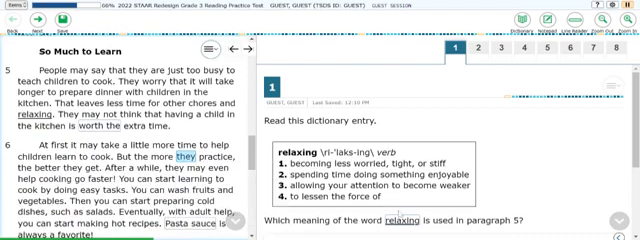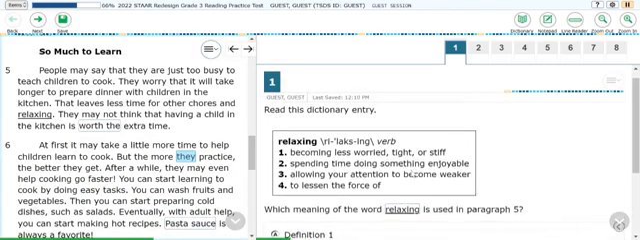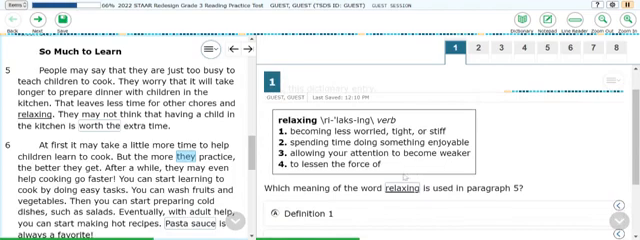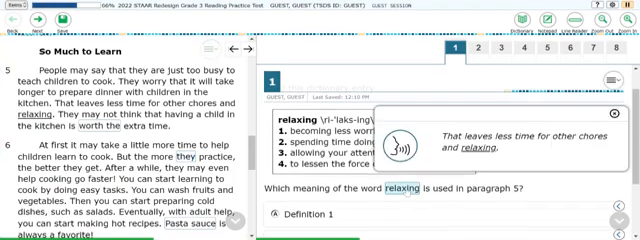but you will also see those throughout the questions. So here's a typical vocabulary question. Which meaning of the word relaxing is used in paragraph 5? So here it is. Here's paragraph 5. And if they click on that, what I love about this is it gives them the sentence in the passage. Not only that, if they get the questions read to them, they can click on this button and it'll read the sentence from the passage.